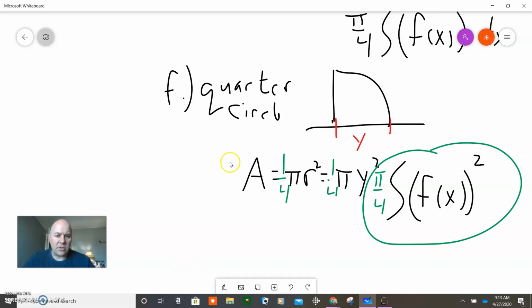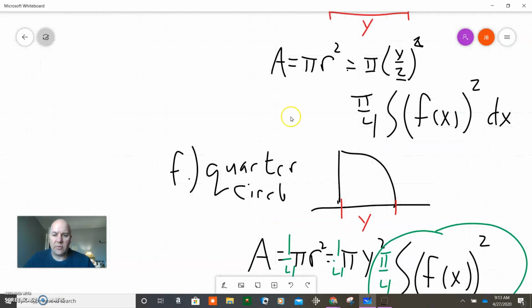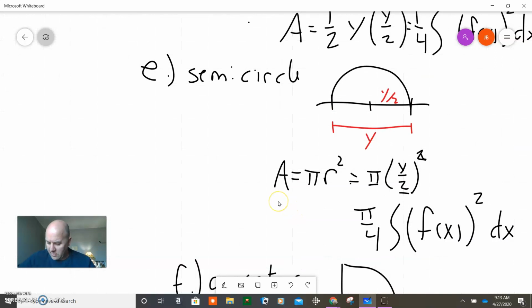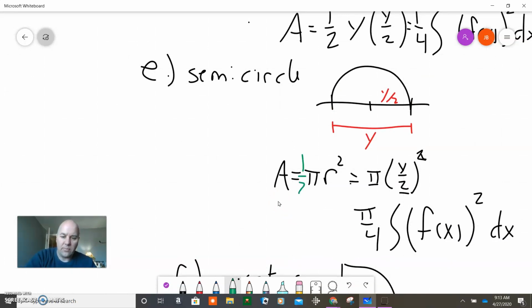Let me go back. I want to check something on the quartercircle. I'm sorry, in the semicircle. On the semicircle, I forgot to mention that this is only half of a circle. Half of a circle. So even though this turns into 4 times 2, so actually this should be 8. That's my mistake there.